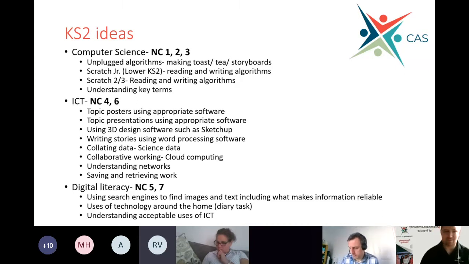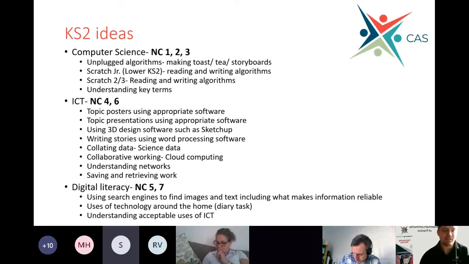Excellent. Can I just add to what Rachel has said? They've also introduced a scheme of work, almost like lots of resources. I think it's called Evolve.